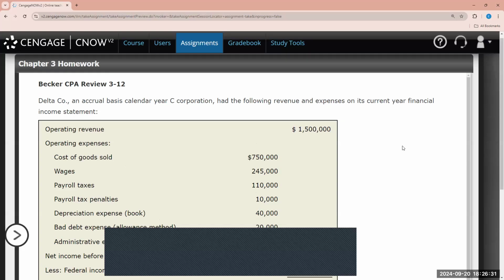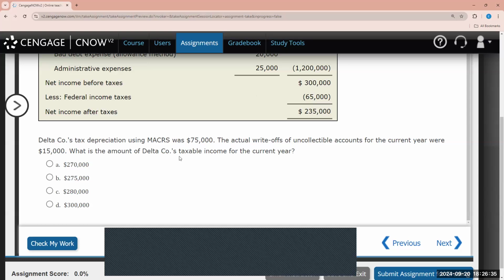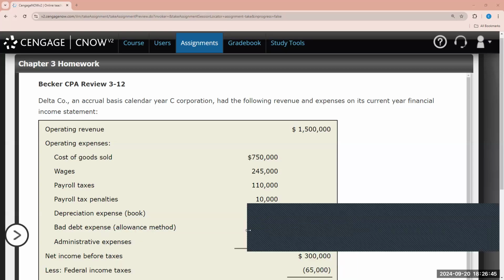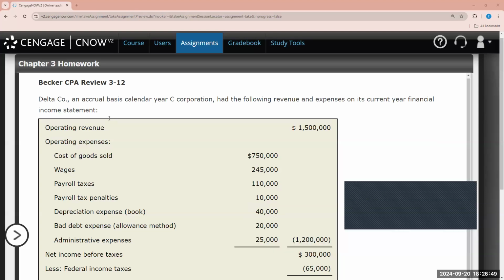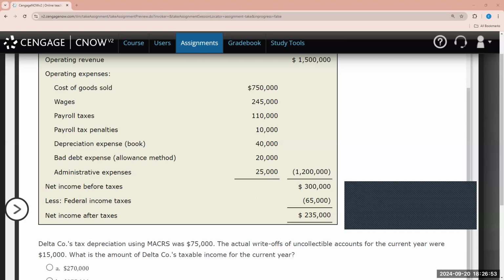All right, so here we have this question, and it asks us, what is the amount of Delta Co's taxable income for the current year? It says Delta Company, an accrual-based calendar year C corporation, had the following revenue and expenses on its current year financial income statement. Then it also lets us know that there's some tax depreciation used in makers.